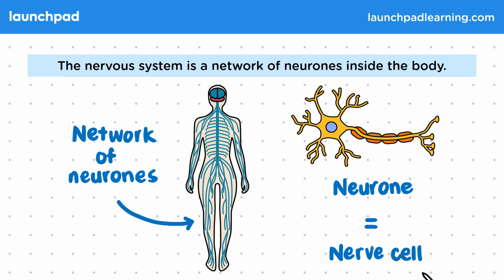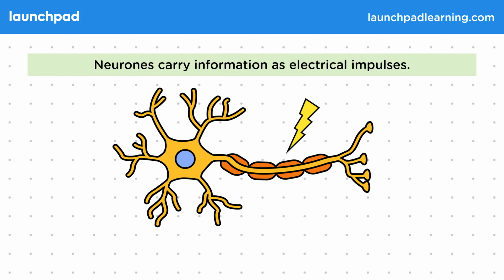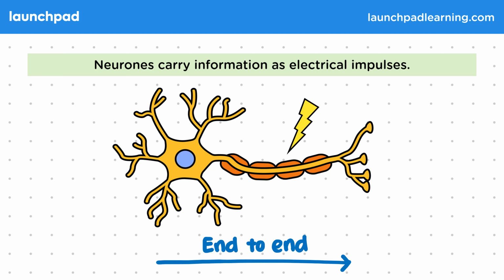But how do these nerve cells transmit information? Neurons carry information as electrical impulses. This electrical impulse will travel from end to end.